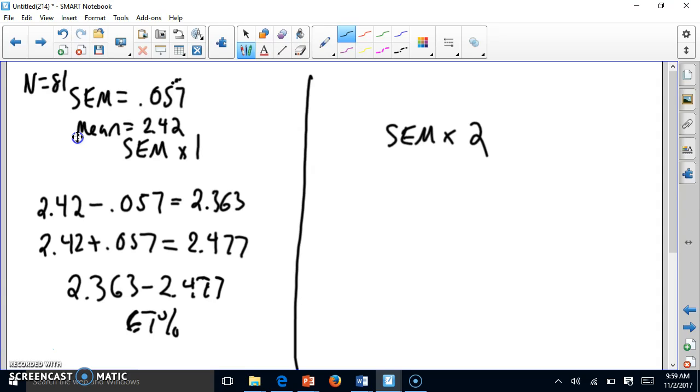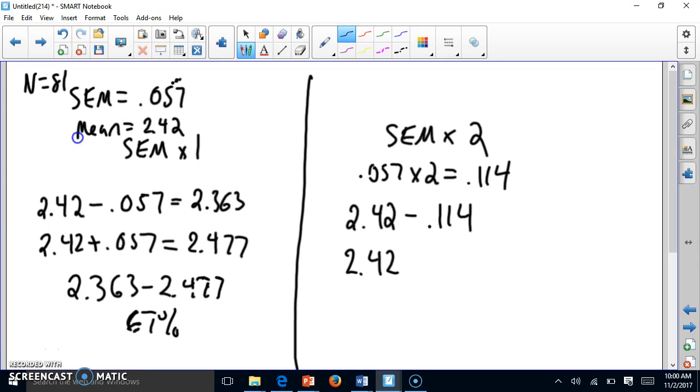Now we need to do the same thing, but this time we're going to multiply the standard error of the mean by 2. So if we take the standard error of the mean, which is 0.057, and multiply it by 2, it is 0.114. Now you need to do the same thing: subtract the two standard errors of the mean from the mean, and add the two standard errors of the mean. So the mean is still 2.42, and we're going to subtract this from it, and we're also going to add it.